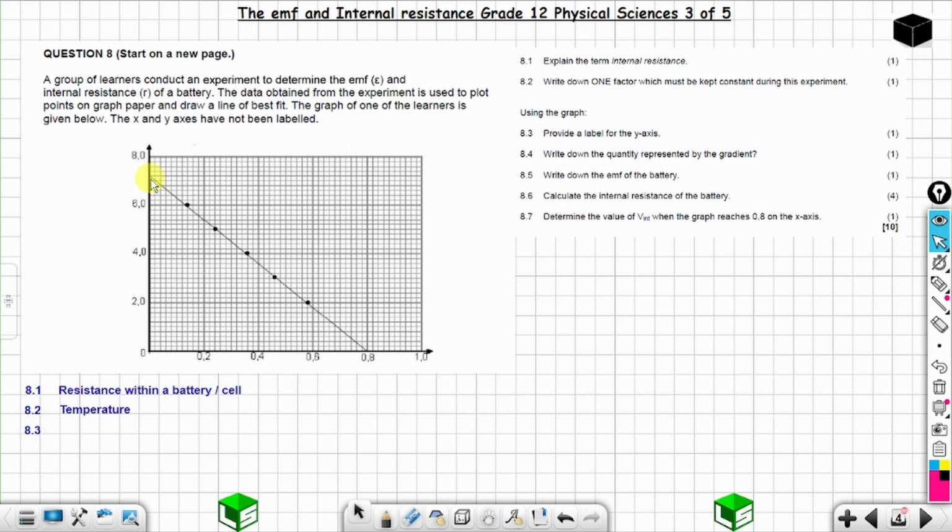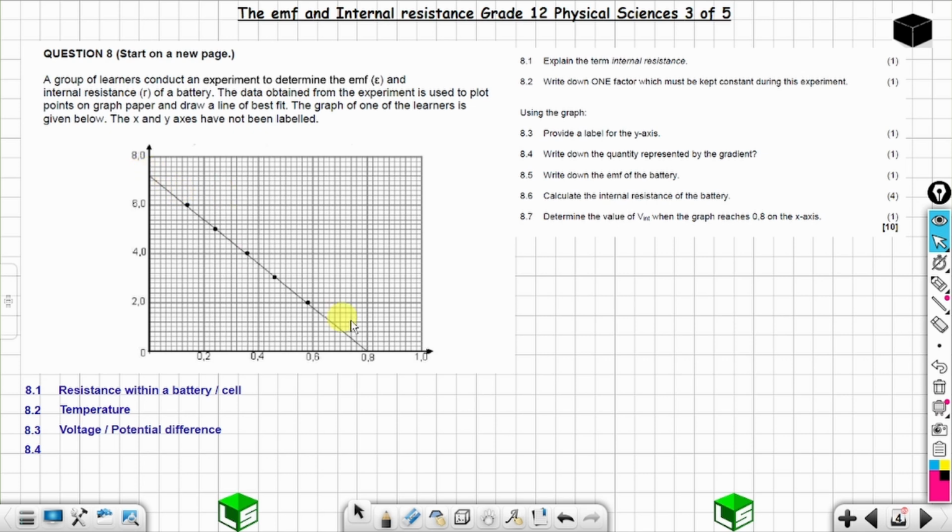The highest point on the y-axis will be your EMF. Remember, EMF is the maximum voltage, or you can use the word potential difference. EMF is the maximum potential difference. So provide a label for the y-axis. This is going to be voltage or potential difference. So now 8.4. Using the graph, write down the quantity represented by the gradient.